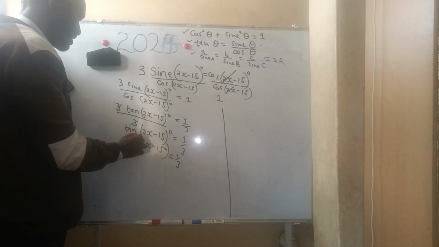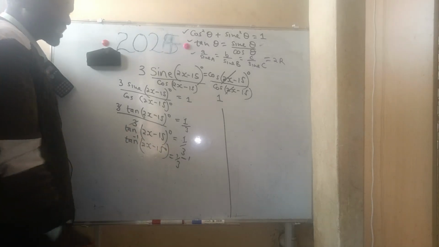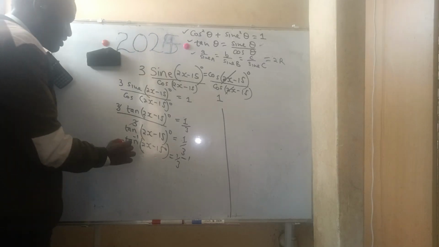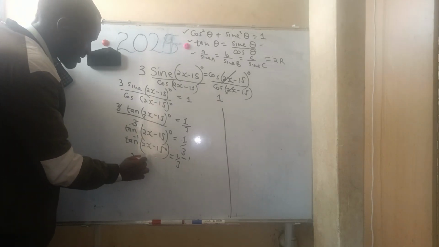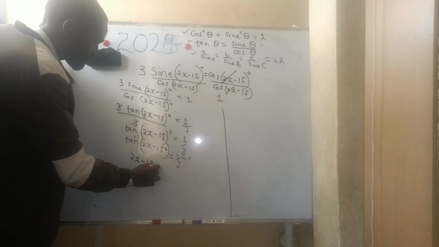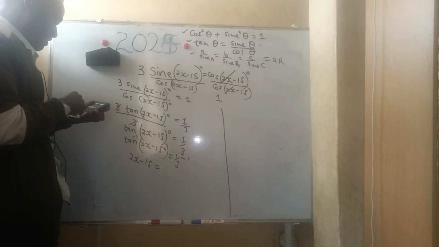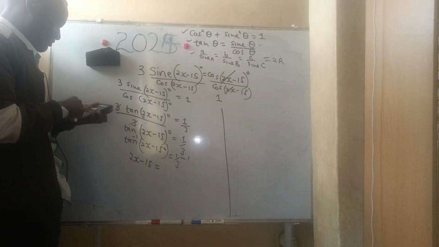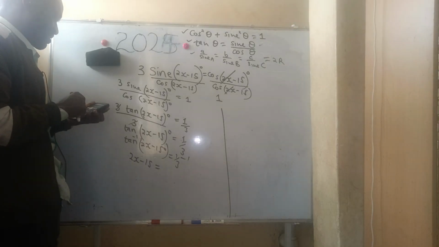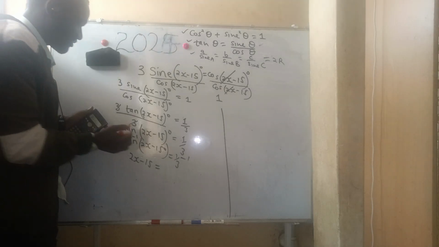Next, we shall get the tan inverse. So that identity is eliminated. So we shall have now 2x minus 15 should be equal to the tan inverse of the third. So shift and then tan of 1 over 3. That is 18.439. So 18.435.